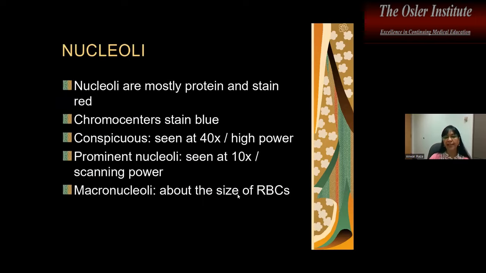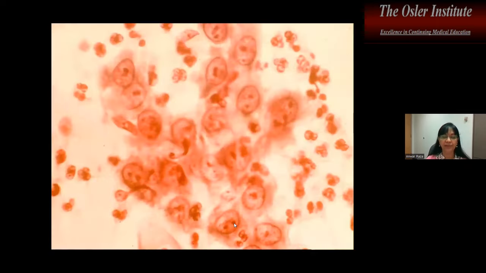Now, nucleoli, they stain red, chromatin tends to stain blue. And then we say the nucleoli are conspicuous or prominent or macronucleoli when, comparing them, if they're about the size of a red blood cell, they're macronucleoli. And sign-like macronucleoli you'll see, for example, in hepatocellular carcinoma, right? And then sometimes prominent and sort of conspicuous things.